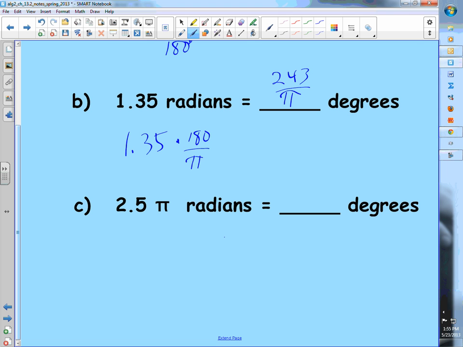Allie, what did you get on this one? So what am I going to do? 2.5 pi, and I'm going to multiply by 180 over pi. We love it when it's a radian with pi. The pi's cancel, and 2.5 times 180 ends up being 450. You're not going to write the word degrees. I know you're not, so I'm just developing good habits in you.